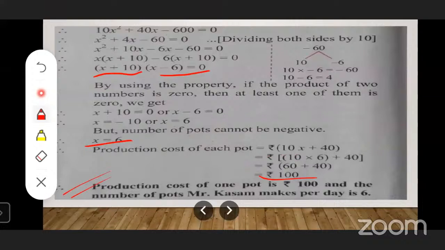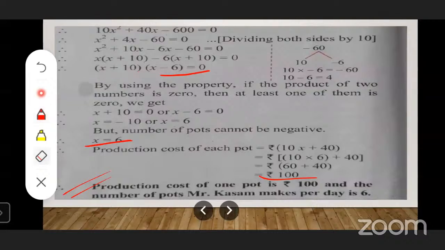So this is how you will get the last step. And the last line is a must. It carries half marks in the board exam. So how will you write? The production cost of one pot is rupees 100, and the number of pots Mr. Kasam makes per day is 6. That is nothing but x is equal to 6.